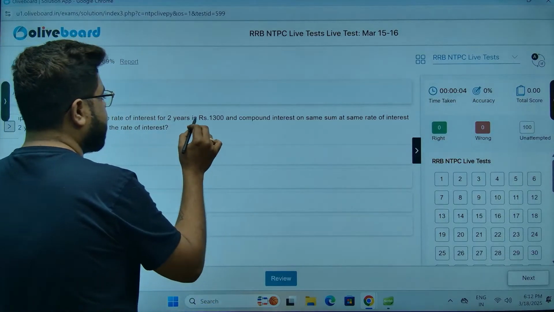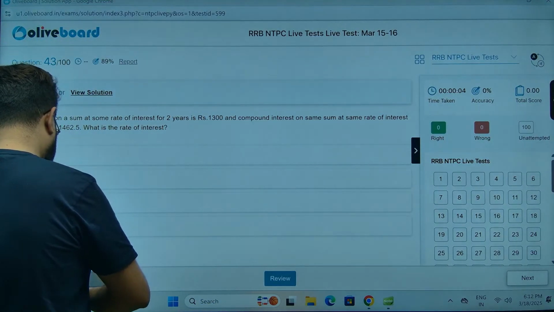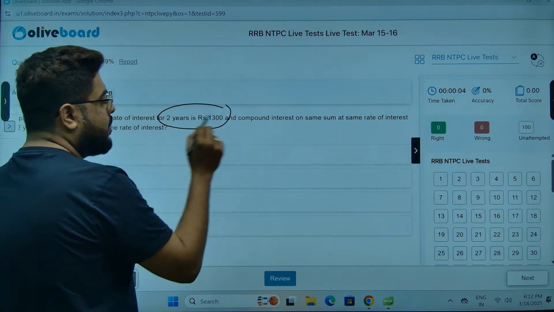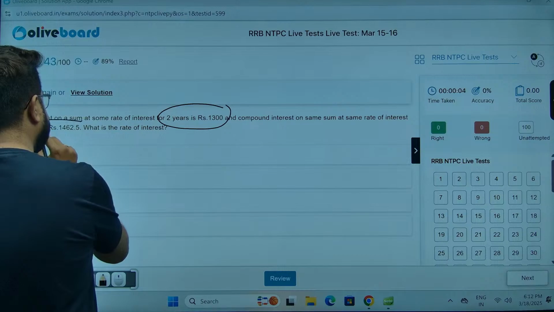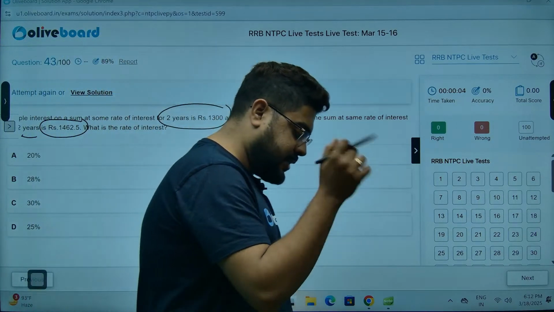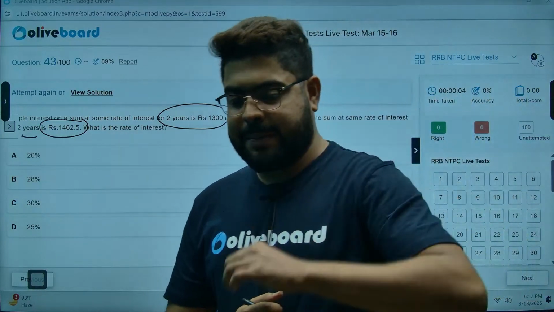Simple interest for 2 years, sir, is this. Compound interest for 2 years is this. Okay, sir. First things first, whenever you see this type of question, let me give you a tip here.